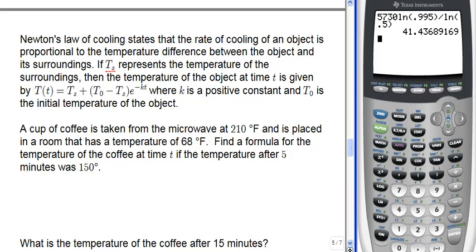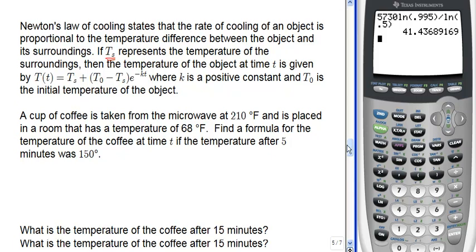We're going to let T sub S represent the temperature of the surroundings. So this would be like the temperature of the cold air outside. Then the temperature of the object at any time t is going to be given by this formula, T sub t, so the temperature at any time t is equal to the surrounding temperature plus the initial temperature minus the surrounding temperature times e to the negative kt, where k is a positive constant and T sub 0 is the initial temperature of the object. So it's a slightly more complicated looking formula, but it's relatively simple to use if you know what everything means.